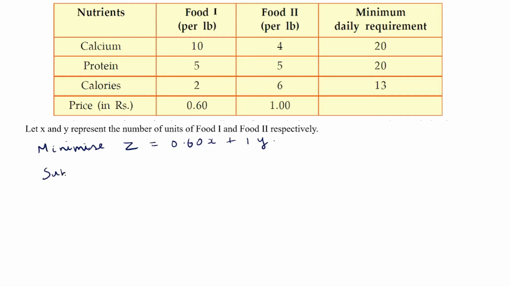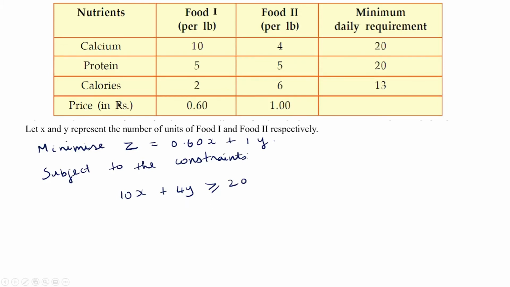Now what are the constraints? The first food has 10 units of calcium per pound and the second food has 4 units of calcium per pound. The minimum daily requirement is 20 units of calcium. So the first constraint with respect to the nutrient calcium is 10x plus 4y greater than or equal to 20. Since here the minimum daily requirement is 20 units, this should be greater than or equal to 20.